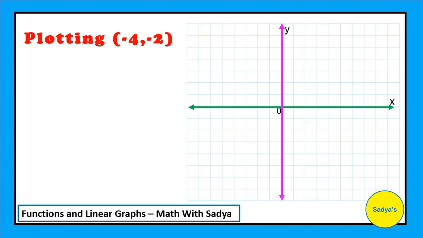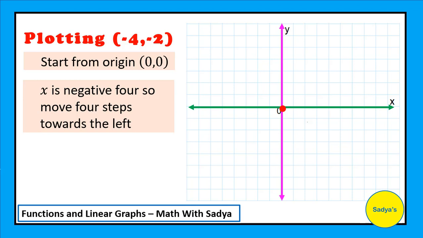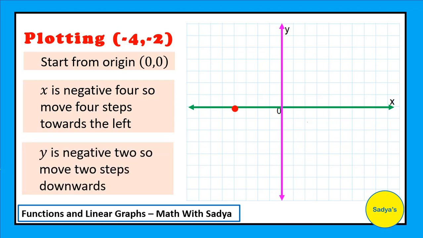What happens if both x and y are negative? Let's see. If we have to plot negative 4, negative 2, start from origin. X is negative, so we move towards the left. Negative 4, so 4 steps towards the left. Y is negative 2, so we move 2 steps downwards. So this is where the ordered pair negative 4, negative 2 will lie.